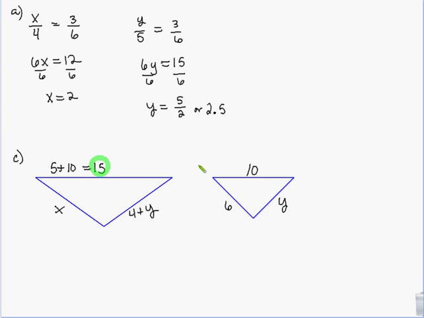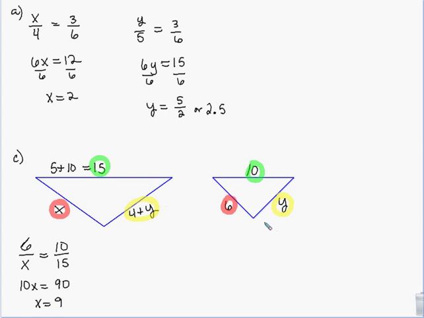So 10 and 15 go together. X and 6 go together. And 4 plus y and y go together. So I'm going to solve x first because it's simpler. 6 over x is equal to 10 over 15. Cross multiplying, I get 10x is equal to 90. Let me just double check myself on that. Yes, 90. So x equals 9.